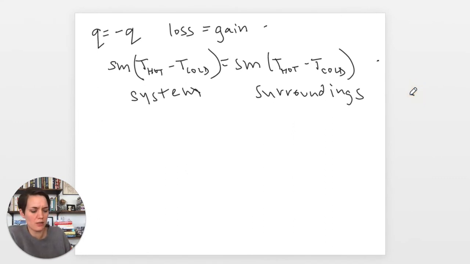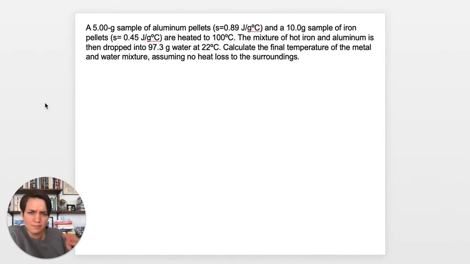Okay, so we're going to do another example of specific heat that's a little bit more challenging than the one that we did in the first lecture. So here we have aluminum pellets and iron pellets being heated to 100 degrees Celsius and then dropped into some water. It's classic calorimetry. Take something, heat it up, throw it in a pool of water. Okay, so in this case, we're going to be applying that same logic of Q being equal to negative Q. So gain is loss. So here gain is going to be our water.